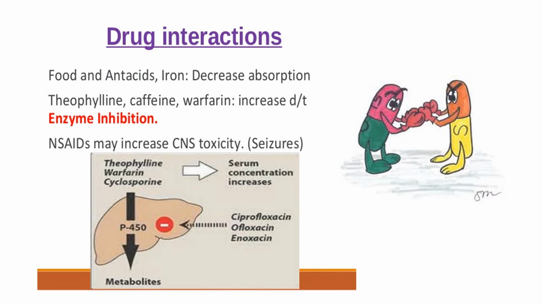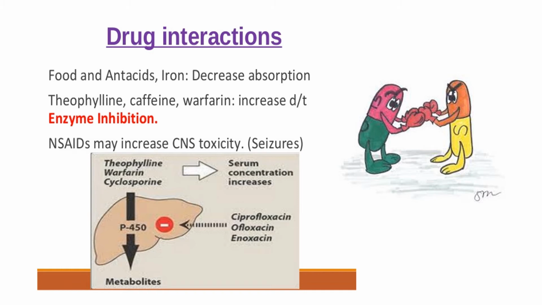To the drug interactions. In pharmacokinetics, I told you antacids along with fluoroquinolone will decrease the absorption. Along with antacids, other substances include food and iron. If you give food, iron, and antacids, the absorption of fluoroquinolones will be decreased. Also, there is enzyme inhibition: fluoroquinolones will inhibit the enzyme and lead to toxicity of theophylline, caffeine, and warfarin. So these drugs should not be given in combination. The third interaction is that NSAIDs may increase CNS toxicity and lead to seizures.